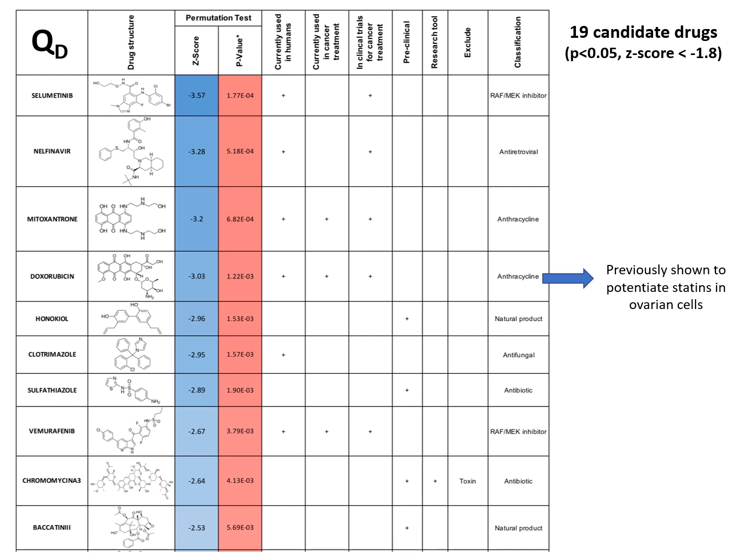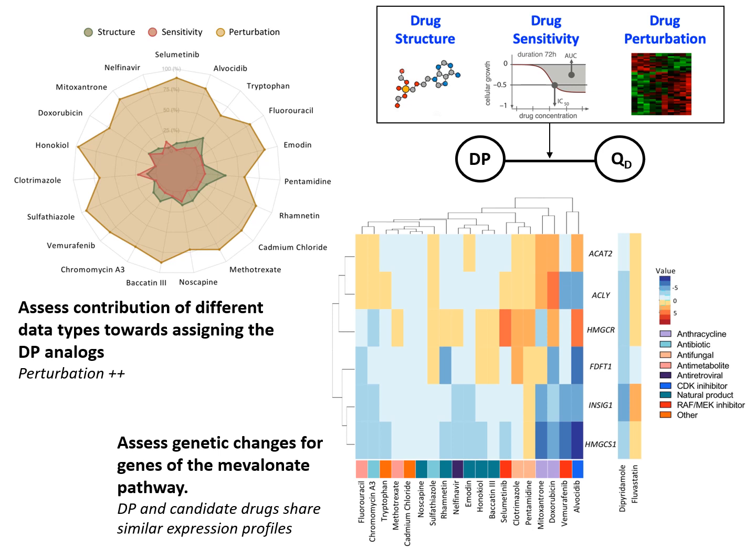In this approach, we've managed to identify 19 candidate drugs that share significant similarity to dipyridamole. These span a diverse chemical and biological space. Some of them, such as doxorubicin, were already validated and shown in the literature for the synergistic activity with statins in ovarian cells. So that also gave a lot of credence that we're sort of addressing this in the right direction.